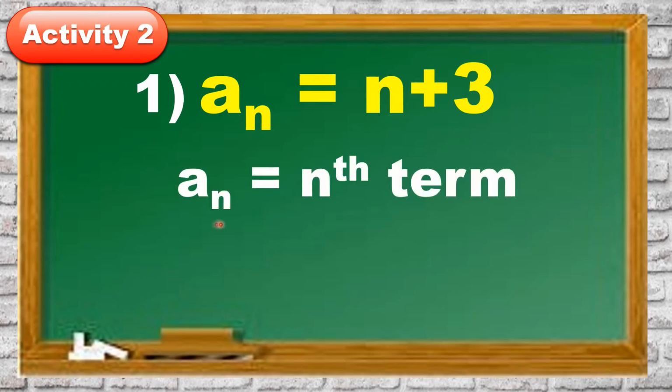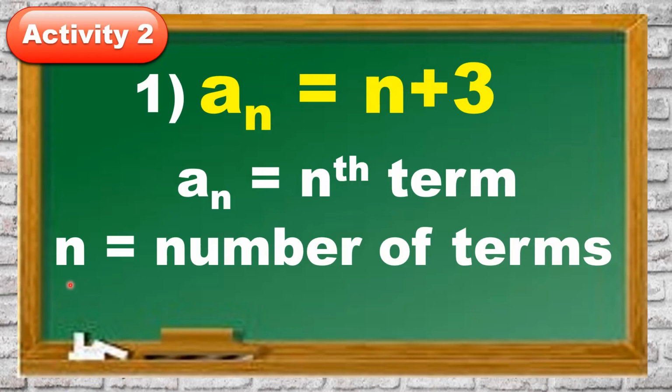A sub n refers to the nth term. Halimbawa, kung ang first term ang hinahanap mo, ibig sabihin a sub 1 yon. Kung pangalawang term naman, it is the a sub 2. Kung panglima, a sub 5. Kung pang-10 term naman ang tinutukoy mo, it is a sub 10, and so on. Whereas, n refers to the number of terms, kung ilan lahat yung mga terms doon sa sinusolve mong equation.